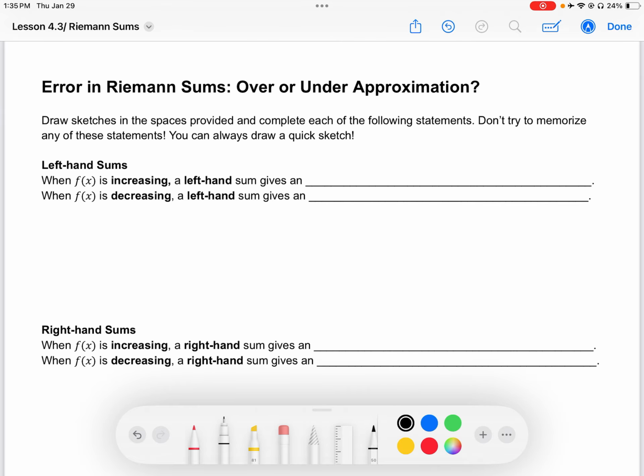So left-hand sums. So if a function is increasing, okay, and we cut it up into some subintervals here, and we use the left-hand side for each value, you can see that we're missing a lot of area. So a left-hand sum for increasing gives an underestimate, or under approximation, maybe would be a better way to say it.